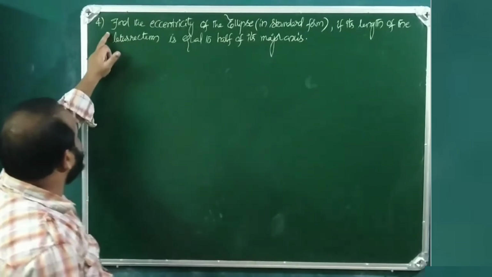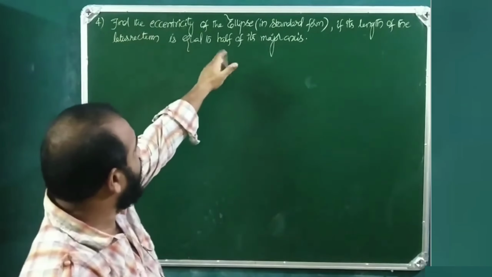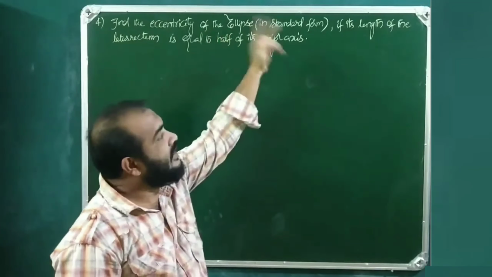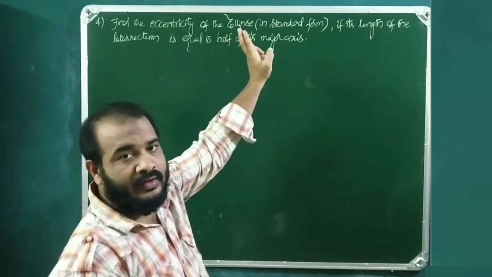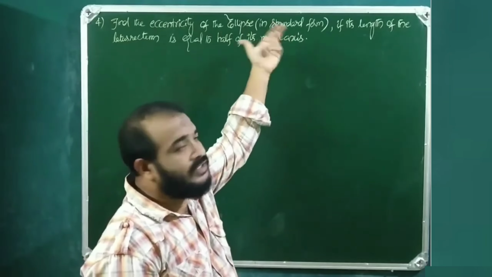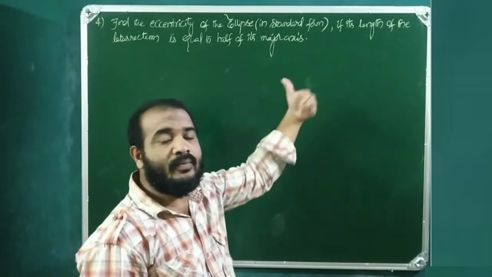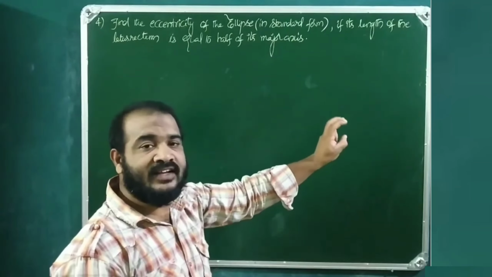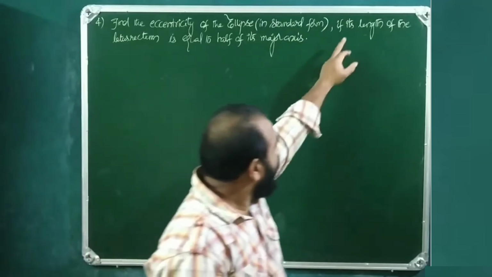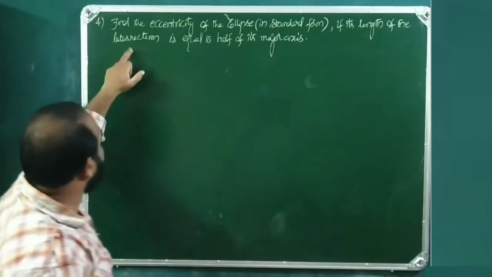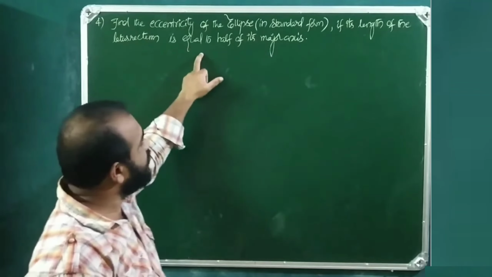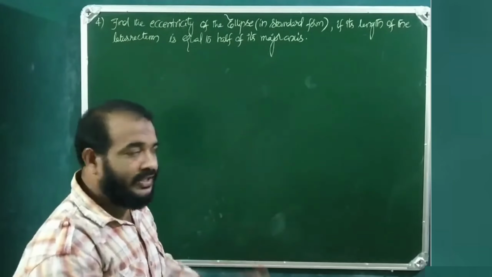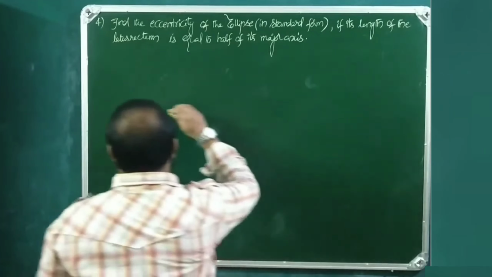The fourth question: find the eccentricity, small e, of the ellipse in its standard form. What is the equation of the ellipse in its standard form? x square by a square plus y square by b square equals 1, whose center is at the origin, if its length of the latus rectum is equal to half of its major axis. Unless it is mentioned, let us take A greater than B only.